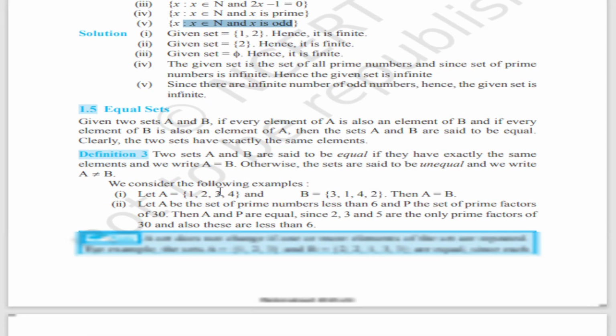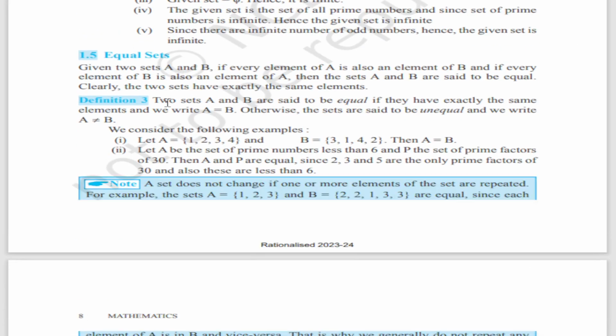Now let's look at examples of equal sets. First of all, the definition says that two sets A and B are said to be equal if they have exactly the same elements and we write A is equal to B. Otherwise the sets are said to be unequal. It means if I say A is this and B is this, the order is different but the elements are still the same, right?